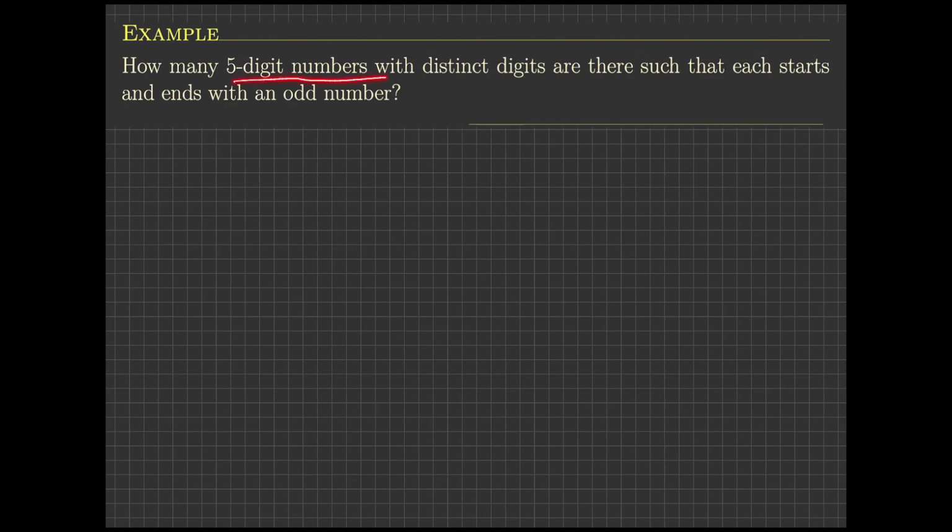How many 5-digit numbers with distinct digits are there such that each starts and ends with an odd number? How should we answer this question? The digits that I can use are 0, 1, 2, 3, 4, 5, 6, 7, 8, and 9. I want to have 5 digits. So let me try to understand that: we need 5 locations.